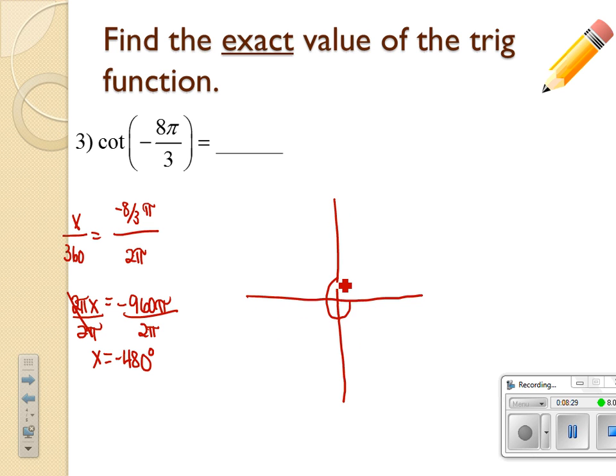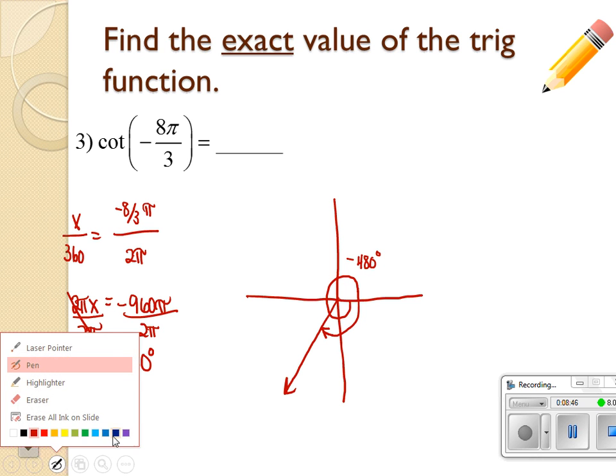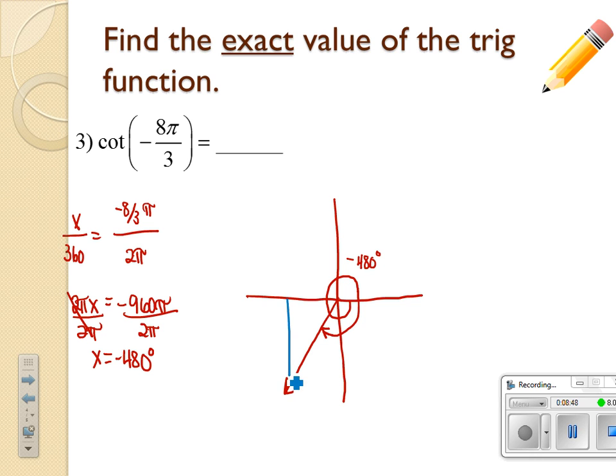So we need to draw a -480 degrees. So we're going to go all the way around. That's 360. And then we're going to go a little bit more to here. All right, so this is my -480 degree angle. And I need to draw my reference triangle. So drop a 90 and find my reference angle. Well, I went around 360, so I got to get 360 away from that. That would give me 120.